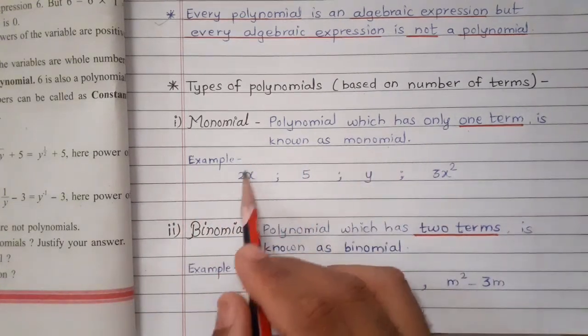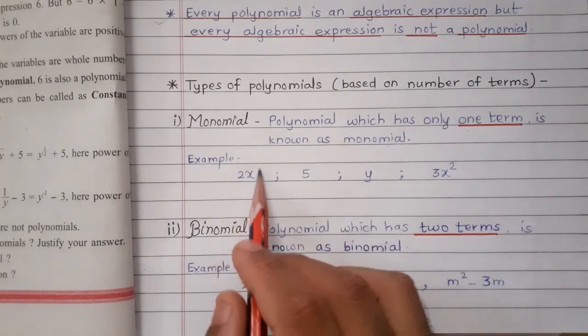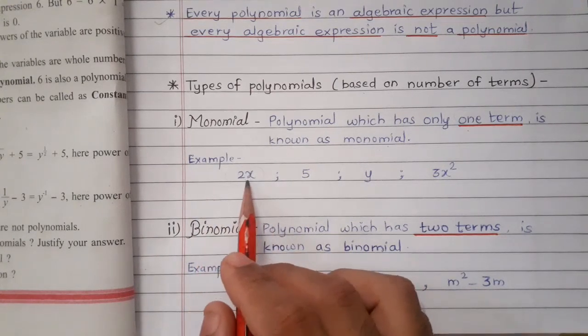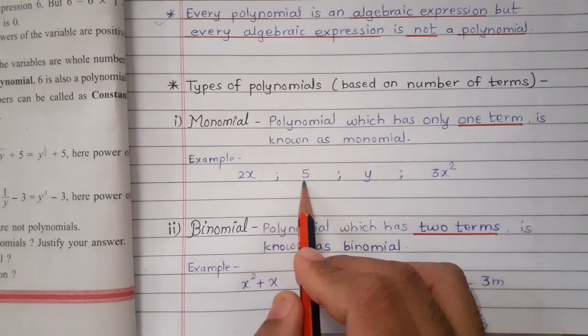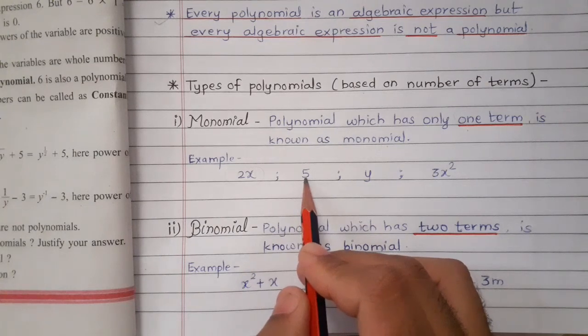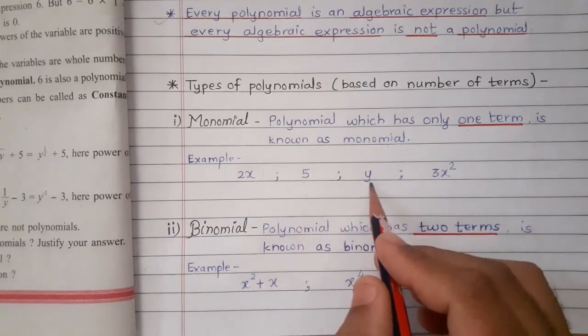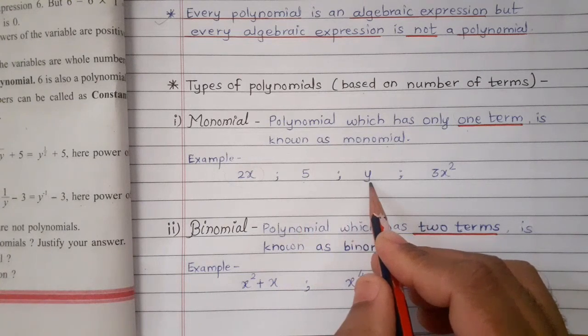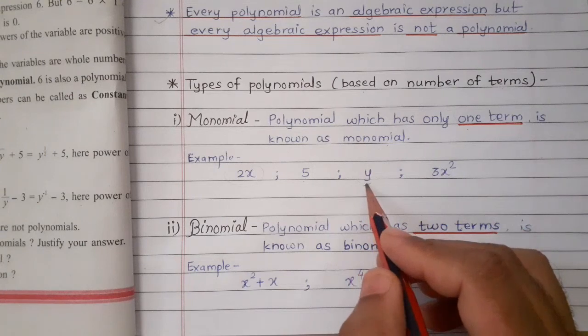Example, 2x. In this polynomial 2x, only one term is there, that is 2x. Here 5 is a constant number, so we can say that it is a constant polynomial, and in a constant polynomial only one term is there. Here y is also a polynomial, and one term is present, so it is a monomial.